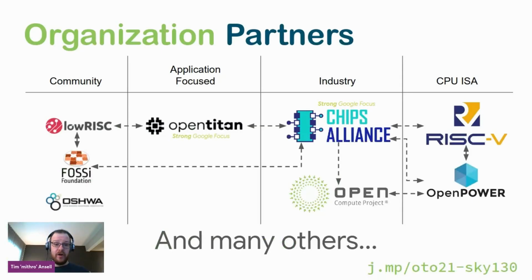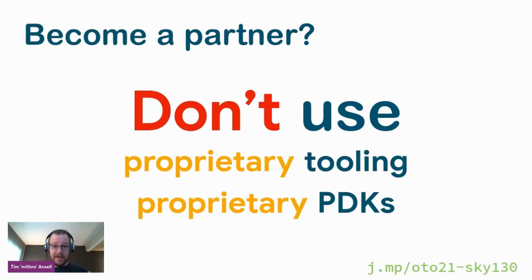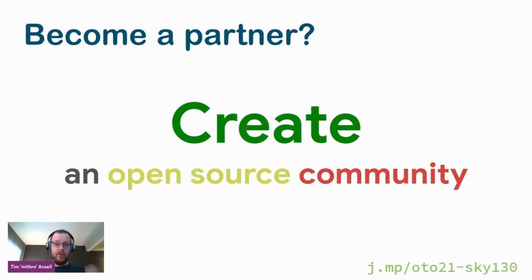We're working with a lot of partner organizations, people like the OpenTitan and lowRISC and FOSSi Foundation, the Open Compute Project, CHIPS Alliance, RISC-V, Open Power Foundation. We're also working with a huge number of academic partners. If you want to be a partner, the key thing is that you shouldn't be using proprietary tools or proprietary PDKs. And the most important aspect is creating an open source project.